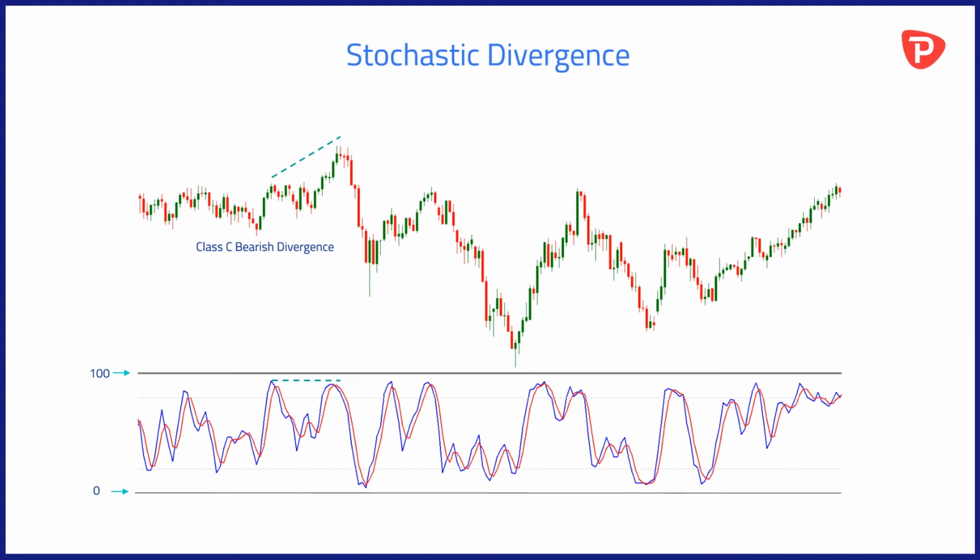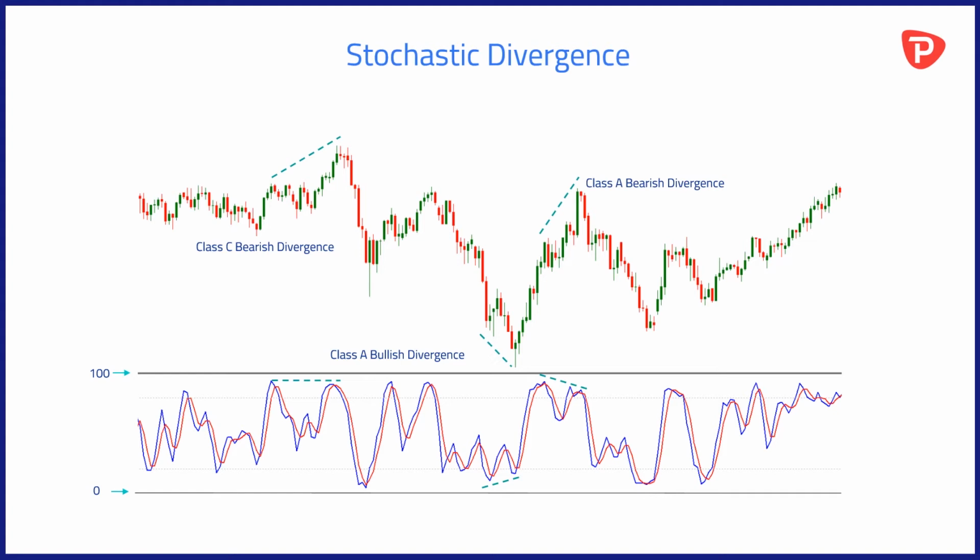Over in the middle of the chart, price has made a new lower trough, and the stochastic oscillator has failed to follow, making a higher low at around the same area. This can be labelled Class A bullish divergence. Finally, on the right of the chart, price has made a higher peak, and the stochastic oscillator has failed to follow, making a lower peak at around the same area. This can be labelled Class A bearish divergence.